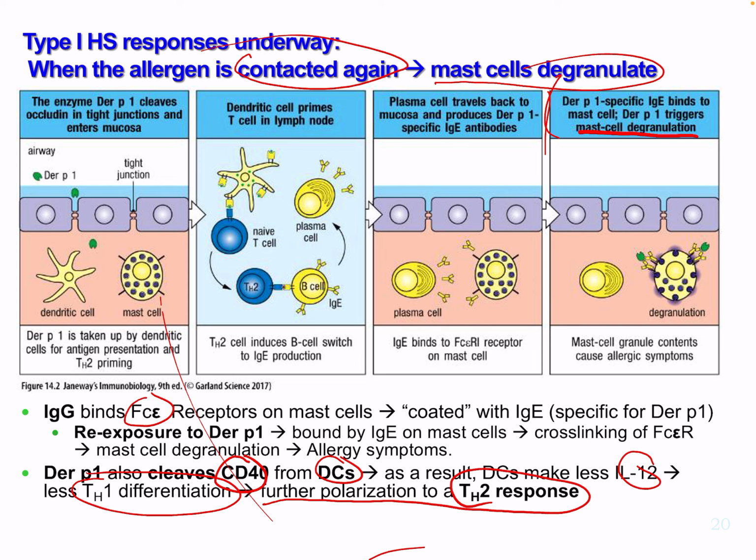So this re-exposure to Der p 1 gets bound to the IgE on mast cells. There's cross-linking of the Fc epsilon receptor, mast cell degranulation, and allergy symptoms. And then again, even though we're having these symptoms, we have the downregulation of Th1 and increase in our Th2, so we can have further exacerbation.